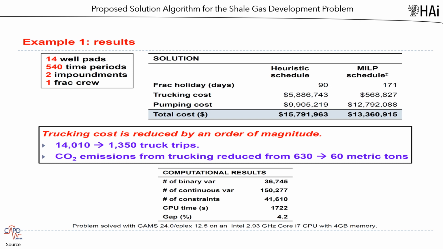Comparing the heuristic solution, based on good practices, with the stochastic optimization model, a fundamental change of strategy is obtained, which substantially reduces the operation with trucks. The cost of transportation is reduced by an order of magnitude, due to 14,010 truck trips being reduced to 1,350. CO2 emissions from trucking are reduced from 630 to 60 metric tons. This implies a cost reduction of the order of 18.2%.